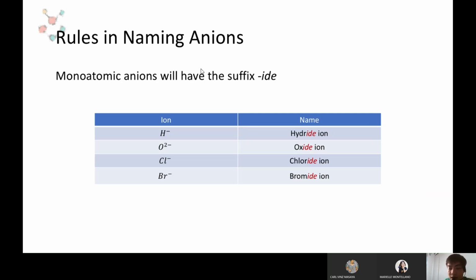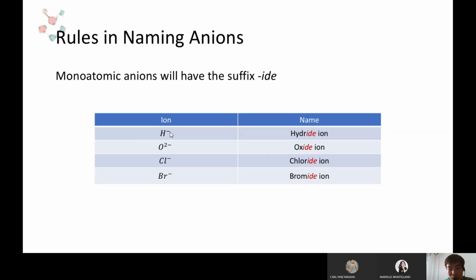The first rule for anions is this. If you have a monoatomic anion, the suffix will just be "ide". Palitan mo lang yung dulo ng atom, then lagyan mo ng "ide", no? Para siyang Japanese, no? So yan. For example, H negative. No? So, hindi siya cation kasi negative yan eh.